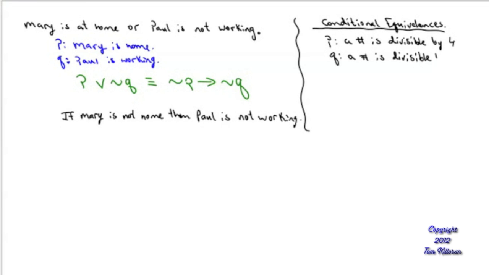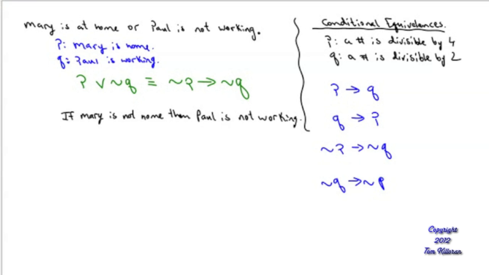Here are my two simple statements: a number is divisible by 4, a number is divisible by 2. I don't want to do truth tables for all of these because it takes up way too much space, so we're just going to think our way through it. Here are the possibilities: P arrow Q. Q arrow P. Not P arrow not Q. And not Q arrow not P.